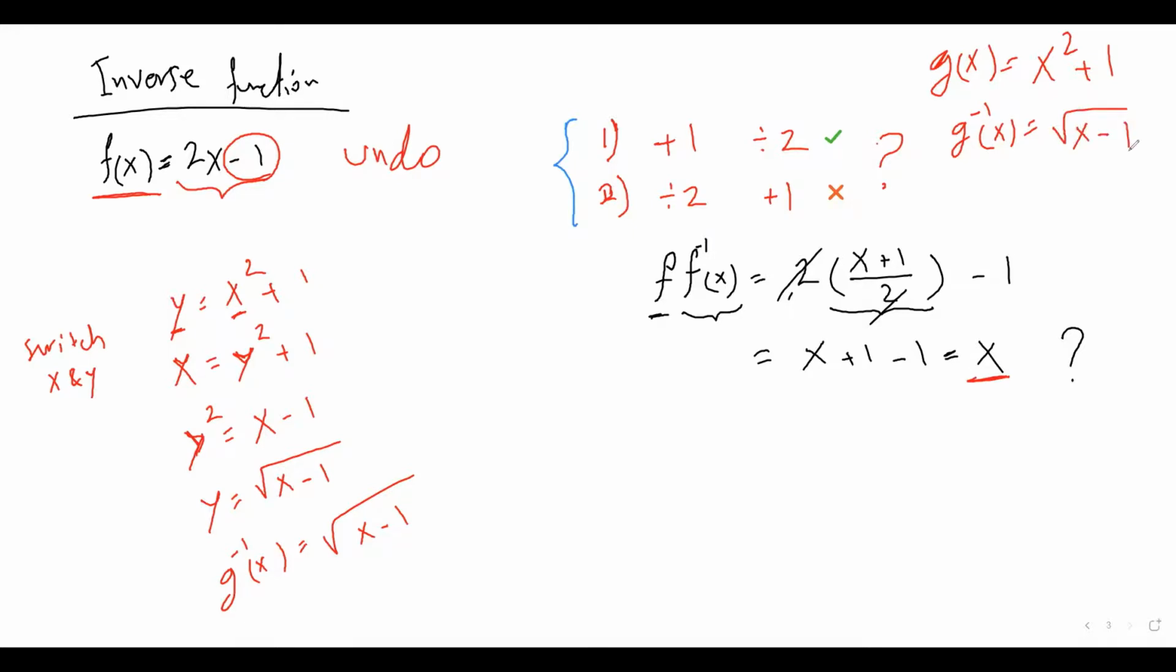Now let me find out the composite function of g with its inverse function. g takes something, raises it to the power of 2, and then adds 1 to it. But what is that thing here? It's the inverse of itself, which is square root of x minus 1. And if you do that, the 2 with this radical sign is gone, and we're left with x minus 1 plus 1, which is x.